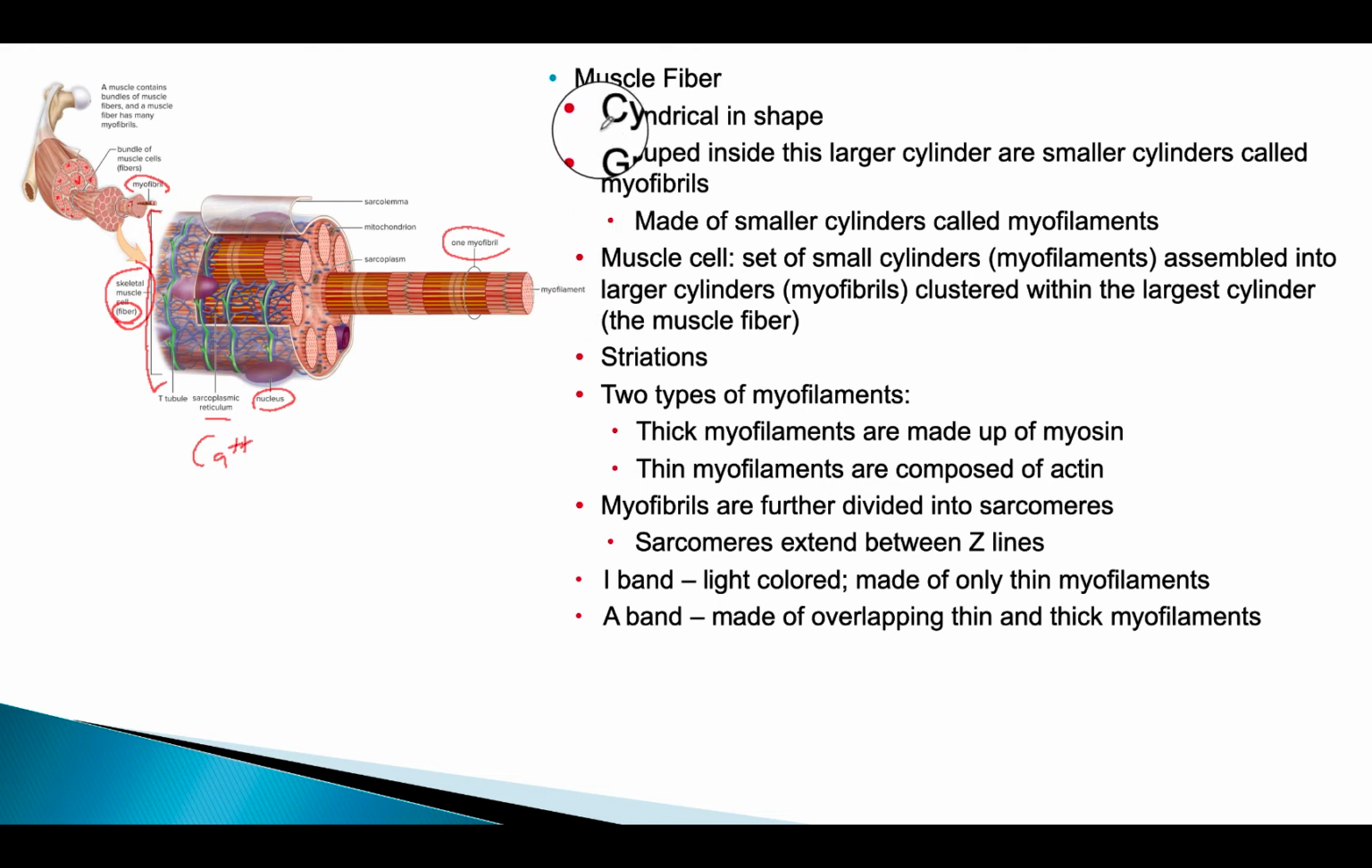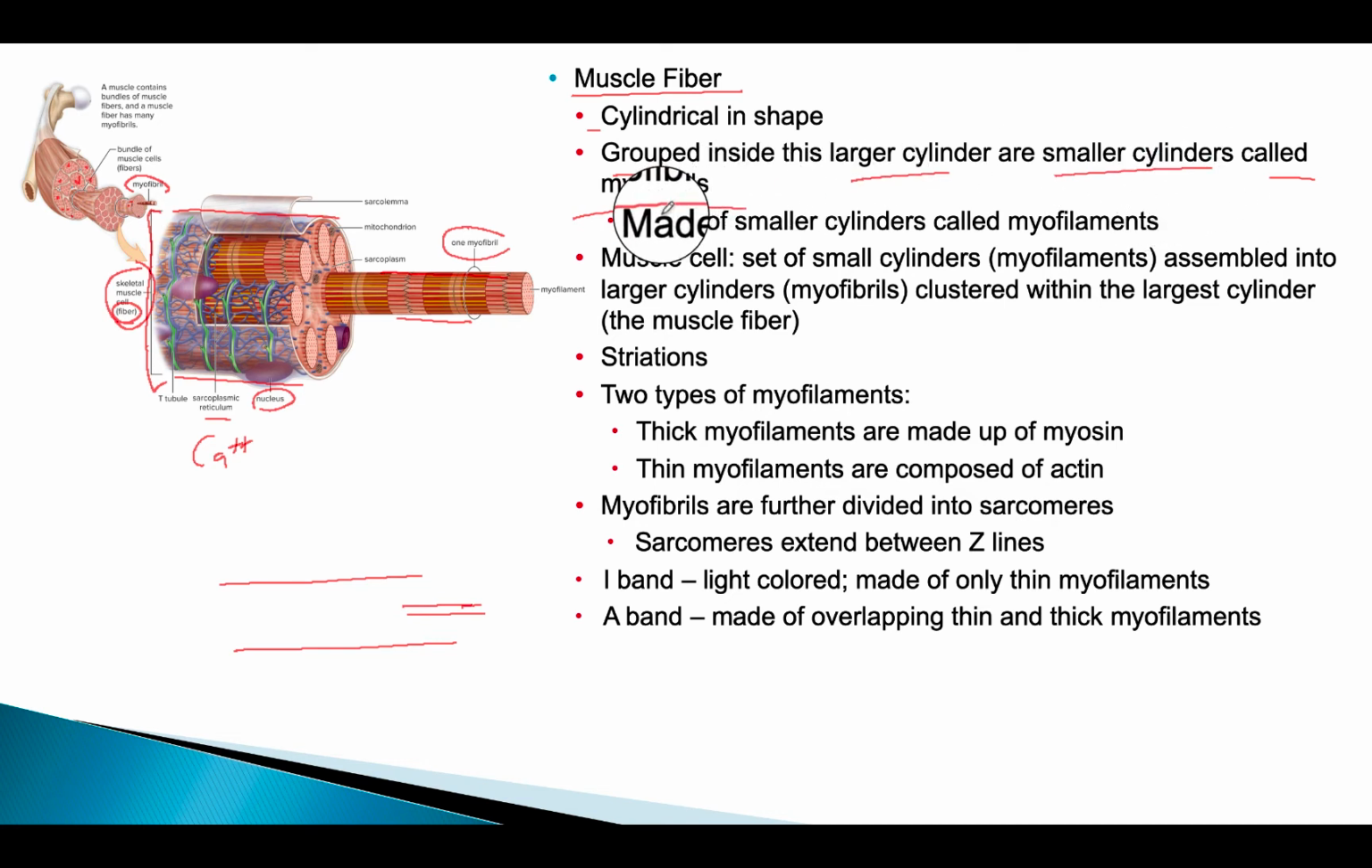All right. So the muscle fiber. Looking at our written text right over here. So cylindrical in shape. Grouped inside this larger cylinder are smaller cylinders called your myofibrils. So that's what we have right over here. One myofibril, so you have a cylinder right over here, and then you have another cylinder right over here. This is now your myofibril. So grouped inside this larger cylinder are smaller cylinders called your myofibrils.